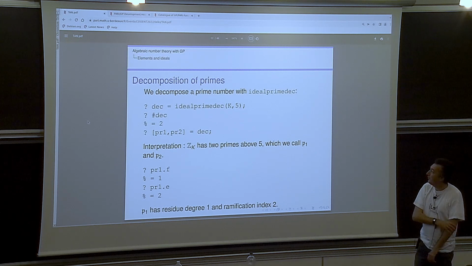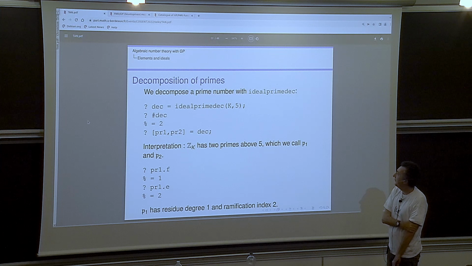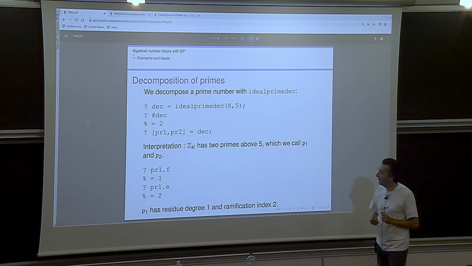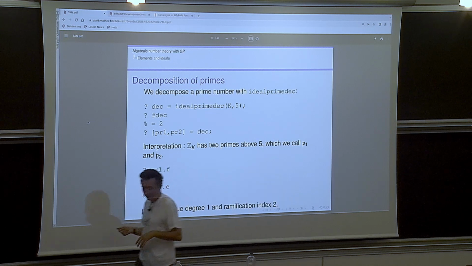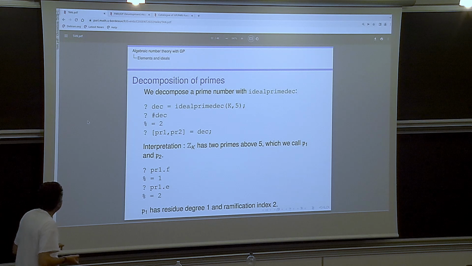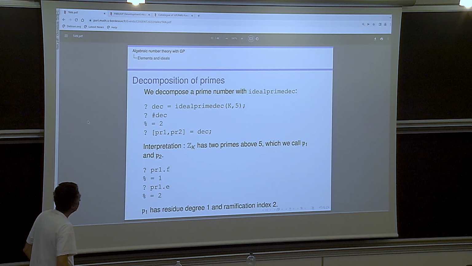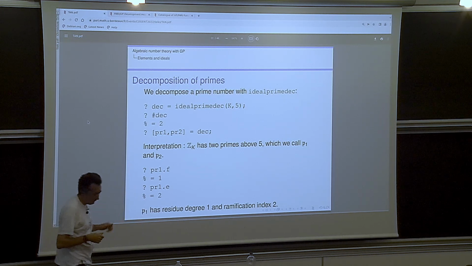So this was for elements. So now we work with ideals. First we have to create some ideals. The simplest way is to factor a prime number as a product of prime ideals, which gives you some ideals. Okay. So there is a function idealprimedec that does that. So you give it k as the field and the prime number you want to split, and it gives you some vector.